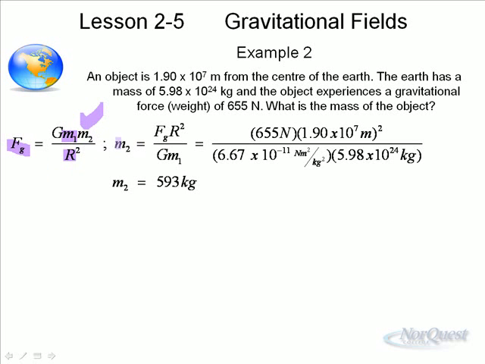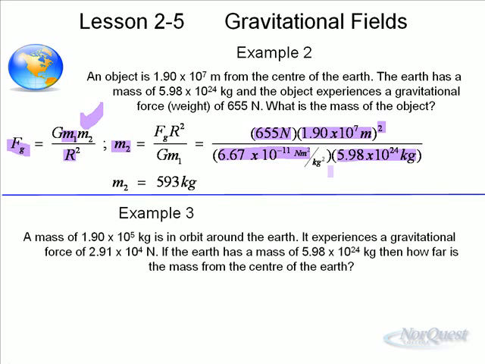So we manipulate the formula and solve for m2 by multiplying both sides by r squared, and dividing both sides by G m1. When we substitute, this is the weight of the object, this is the distance of the object from the center of the Earth squared. Here's big G, and here's the mass of the Earth. When we punch that into our calculator, you should get 593 kilograms. So that object, which is probably in orbit around the Earth, has a mass of 593 kilograms. So good example, just your straight formula, and then you manipulate for an unknown.